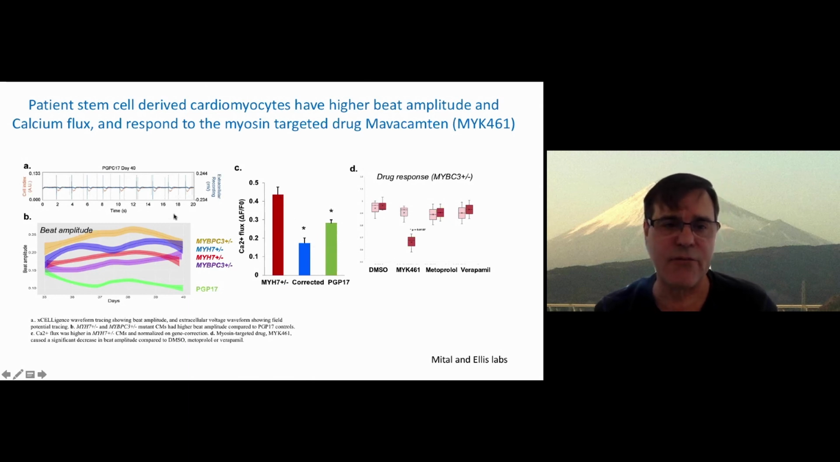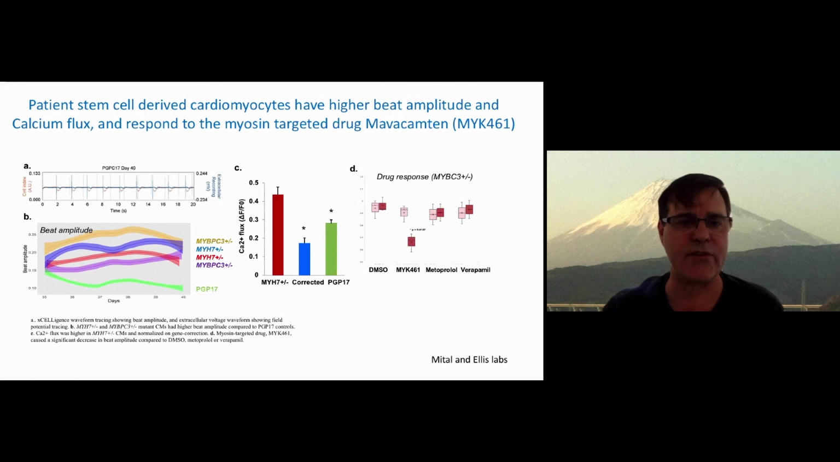And then if we do this assay over here with the drugs, we're just looking at a single patient here. Treating with just a standard vehicle compound has no effect. If you treat with 461, you can see that you reduce the beat amplitude back down to a more normal range. And standard drugs like metoprolol and verapamil have no effect. So that's an example of how one does the disease modeling and the drug screening.